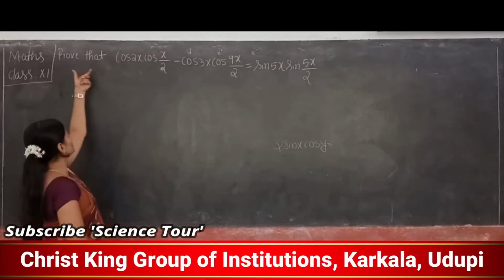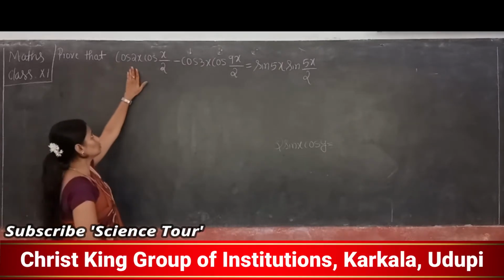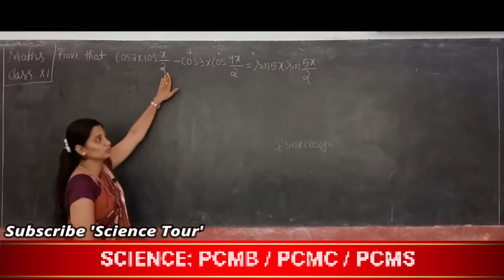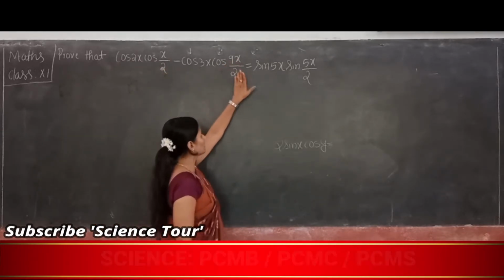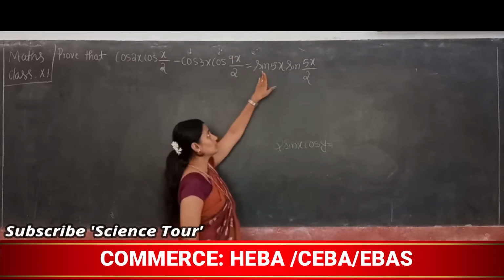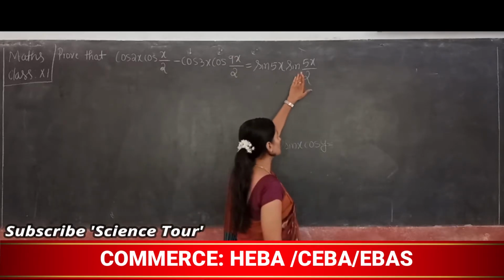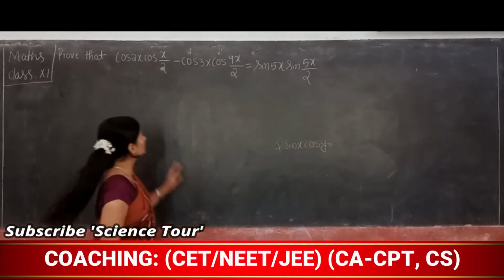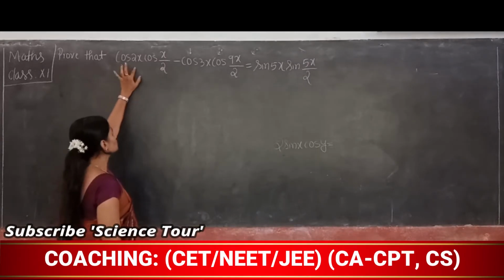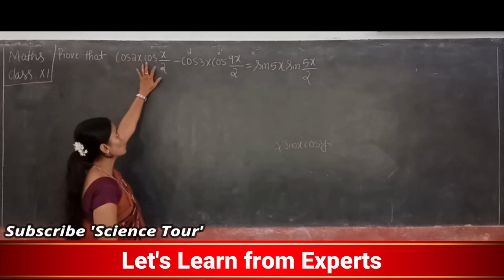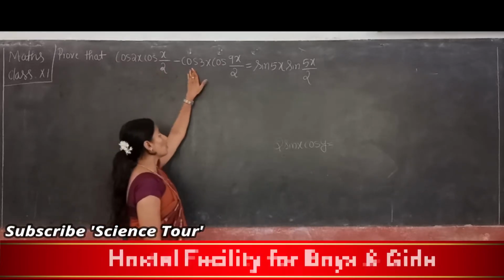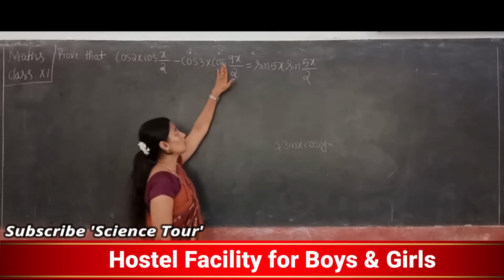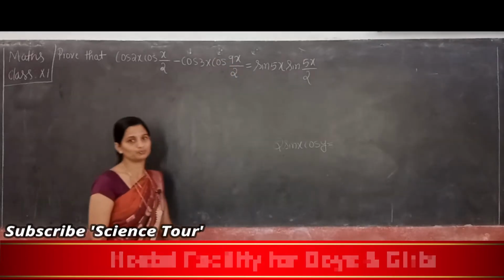Today we will prove that cos 2x cos x/2 minus cos 3x cos 9x/2 is equal to sin 5x sin 5x/2. So once read this: cos 2x into cos x/2 minus cos 3x into cos 9x/2.